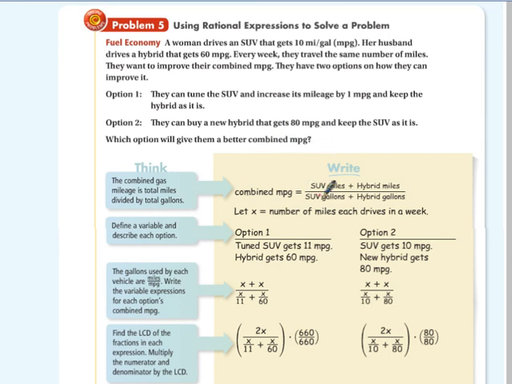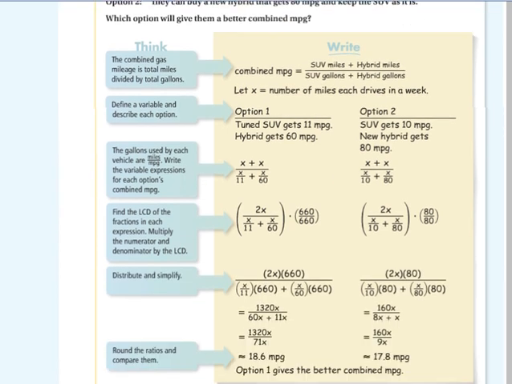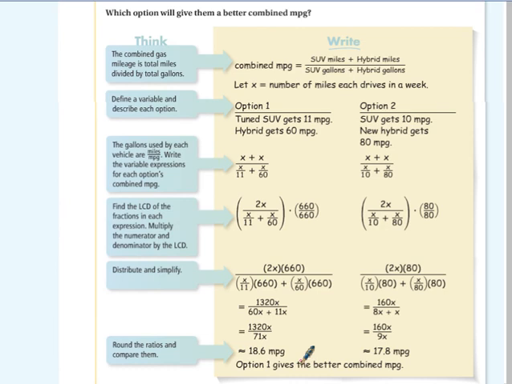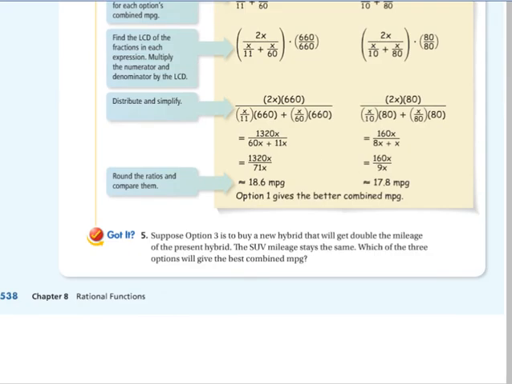So we're going to compare them. We're going to do option 1, which is this, and option 2, which is this. And then we end up calculating all this stuff. We simplify our way down, and we end up getting the combined miles per gallon is this for one and this for the other, so option 1 is the better plan. Okay, they make this stuff seem so much more complicated than it actually is.